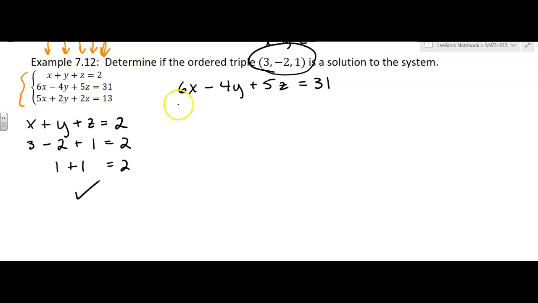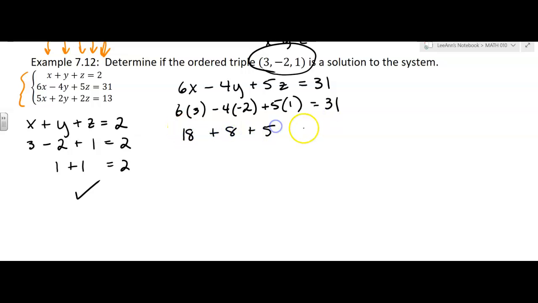Okay, so now we'll plug in the x, the y, and the z. And we'll follow the order of operations. 18 plus 8 plus 5. And 18 and 8 is what, 26? Plus 5, is that 31? Yes. Okay, so that one checks out. And we have one more.